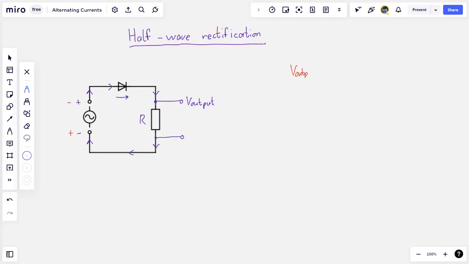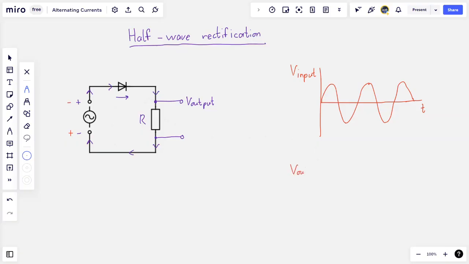My input voltage, V input, is the voltage that I'm getting supplied by the AC power source. If I plot that against time, this is what I get. Sinusoidal. Remember, AC power sources will always be sinusoidal. But something a bit weird is happening here. The diode is allowing current to flow every half cycle, but the reverse current is not being allowed. So for half a cycle, nothing happens.